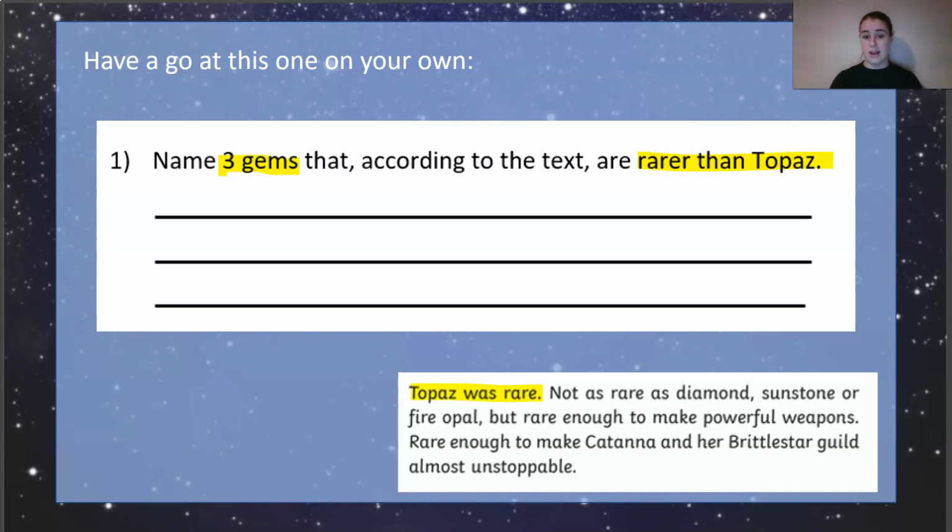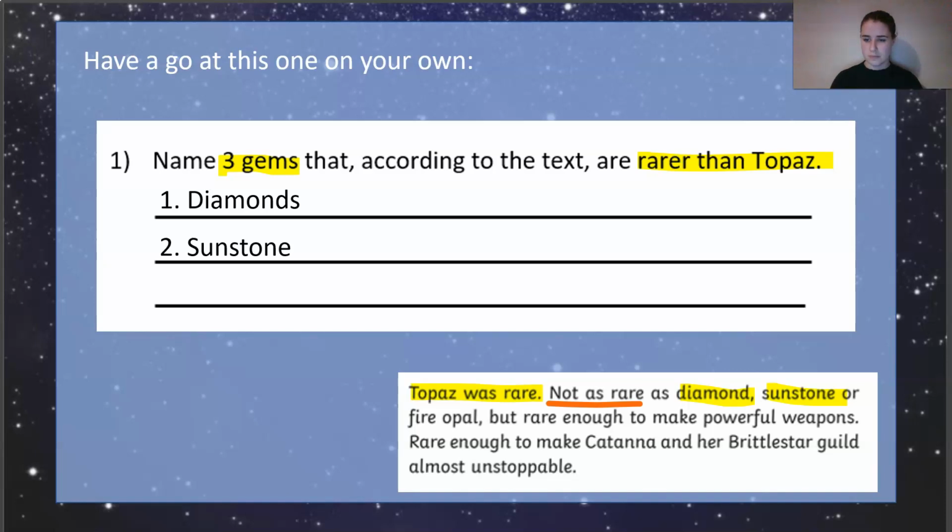So if I have a look here, I found the sentence that says topaz was rare. So I know I'm on the right lines, okay? But then it says not as rare as diamond, okay? So it means that the first one I'm looking for then is going to be diamond, because I know it says that it's not as rare as diamond, okay? And I'm going to keep reading. So not as rare as diamond, comma, sunstone. So I know because of that comma, I'm now in a list. So I know that the next word is going to be another thing that's not as rare. So we've then got number 2.